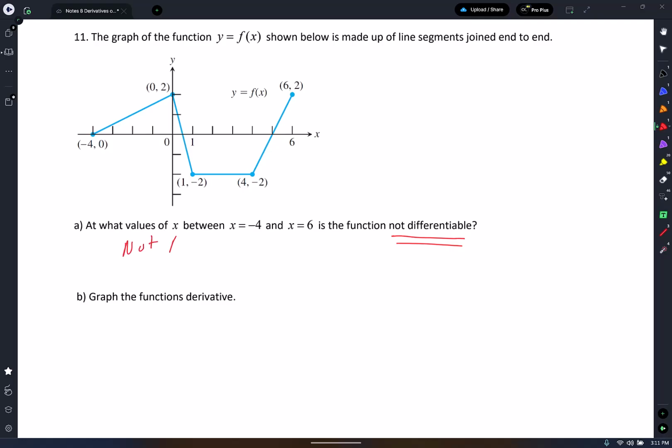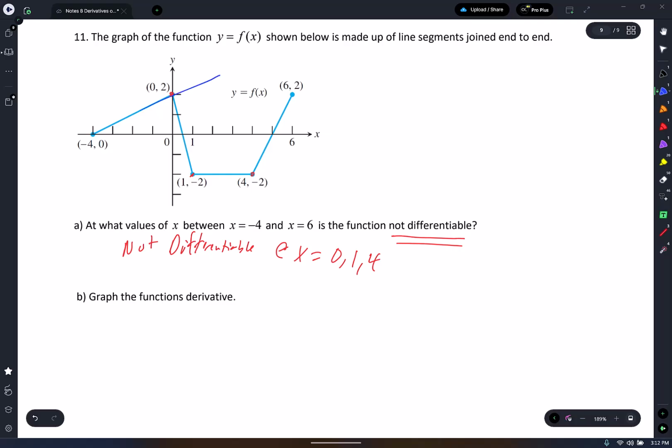Not differentiable at x equals 0, 1, and 4. Why? Look, right at 0, guys, what's my tangent line going to look like? Bam. Bam. I don't know. How's it going to look? Choose one. You can't. You don't have a tangent line out at a corner, at that corner.